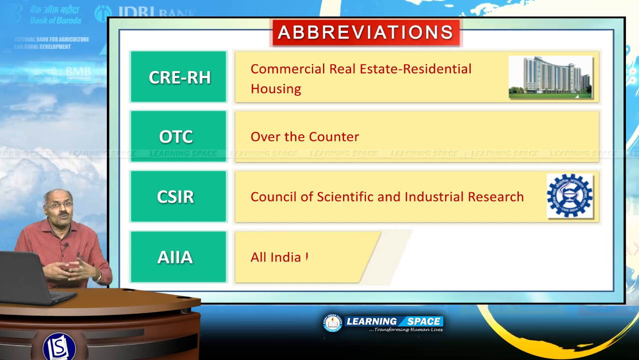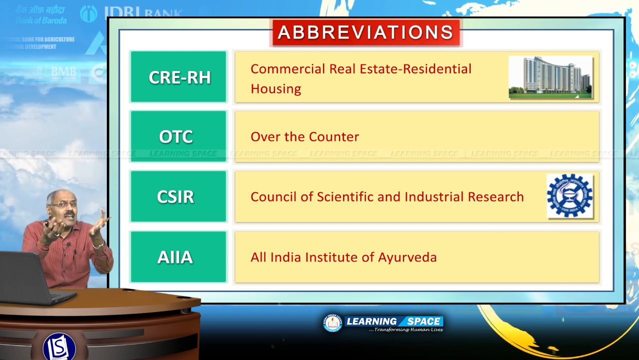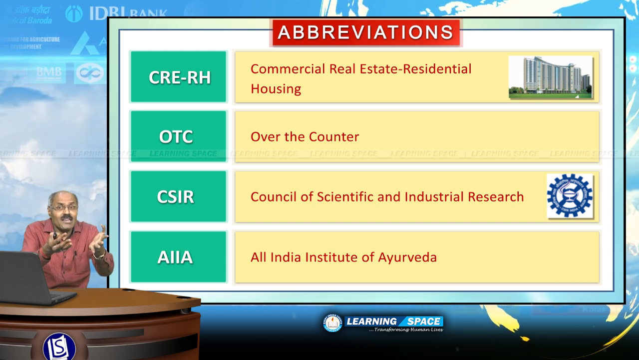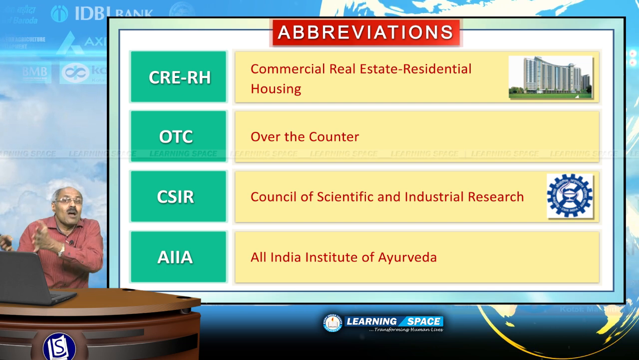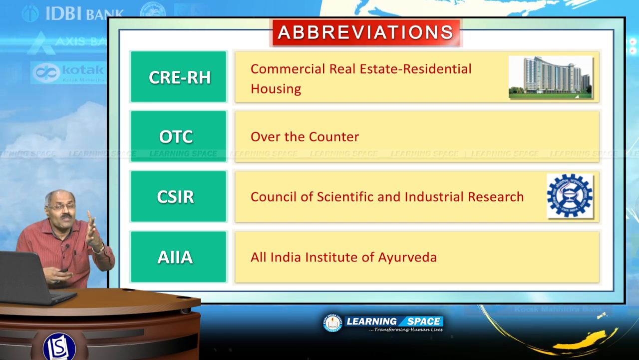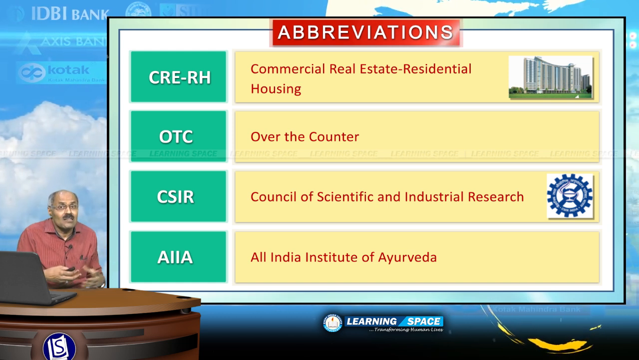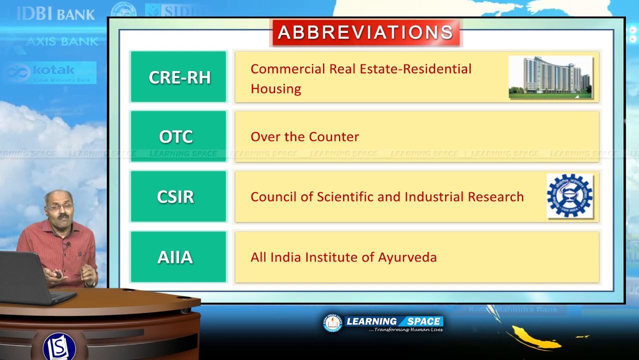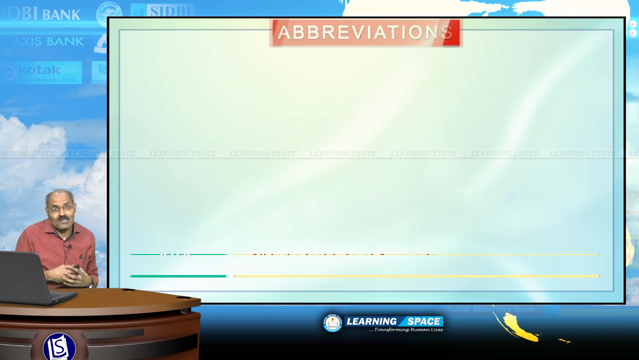AIIA, All India Institute of Ayurveda, this is proposed to start functioning from the year 2016 on the lines of AIIMS, or you can say on the lines of the prestigious institutions. This All India Institute of Ayurveda will start functioning from 2016.